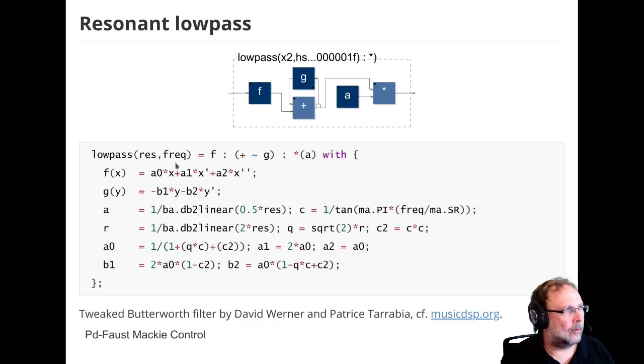The central part of this subtractive synthesizer is the low-pass filter. I've taken a tweaked Butterworth filter design, which I found on musicdsp.org, which has the various filter parameters, which I've just written down here, and then have a standard feed forward and feedback parts of the filter. So this is the low pass filter which gets used in the subtractive synthesizer.